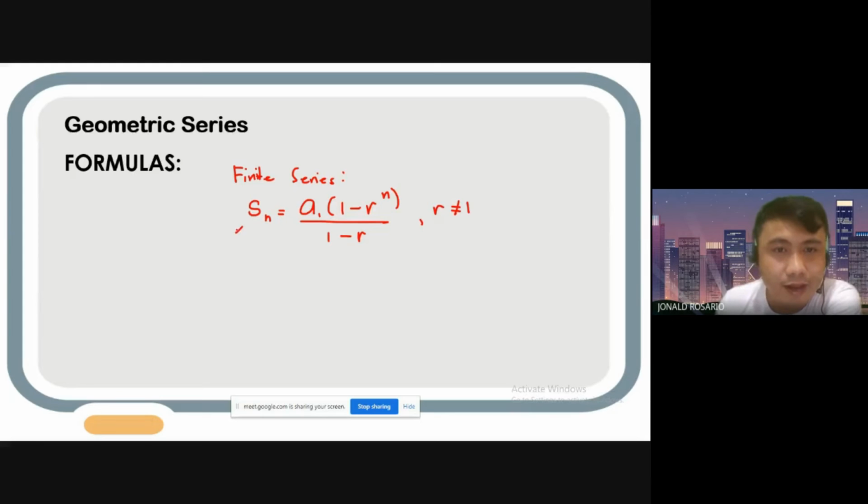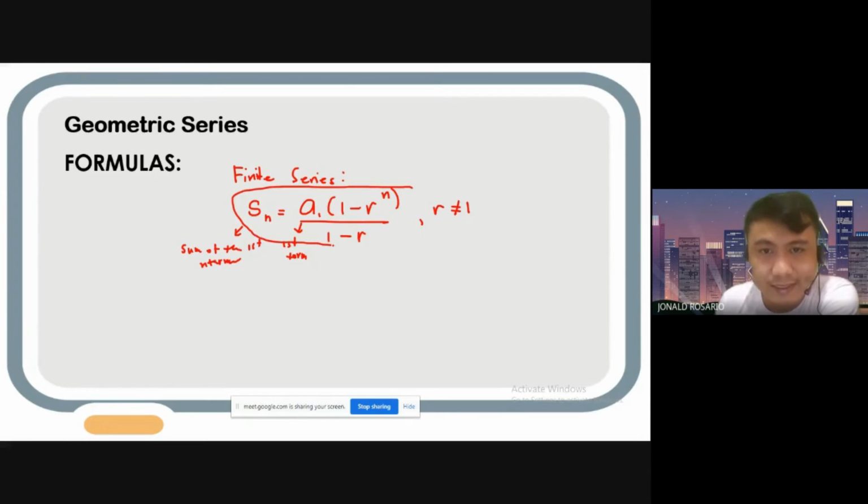S sub n is the sum of the first n terms. A sub 1 is the first term. R is the common ratio. N is of course the position of our nth term. And r must not be equal to 1 kasi pag nag-equal sa 1 yan, magiging 0 yung denominator. Undefined na. This is the formula for the finite series.